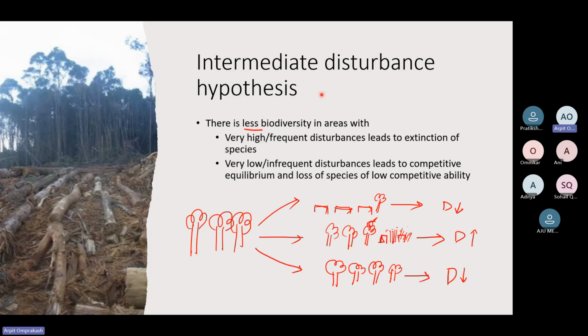Then the intermediate disturbance hypothesis, where basically they say that very high or frequent disturbance leads to extinction of species. Very low or infrequent disturbance leads to competitive equilibrium and loss of species with low competitive ability. So if there is some disturbance going on at a medium level, every few years, let's say you go and cut a few trees somewhere, and then every few years you do that again, that allows newer species to thrive while also letting most of the things that were present before survive. So basically that adds more biodiversity. So intermediate disturbance leads to higher biodiversity compared to very high or very low, very infrequent or very frequent disturbances.